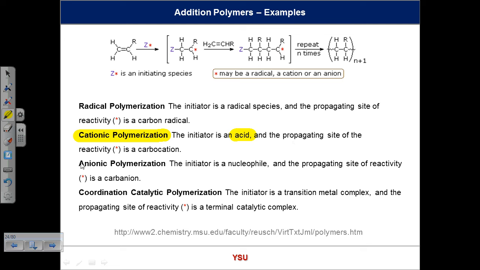Down further, we've got anionic polymerization. This is the counterintuitive one. You can actually attack double bonds with powerful nucleophiles, and you can make them into carbanions. And then those carbanions will attack another molecule, and another molecule, and so on. You'll get bigger molecules that way.